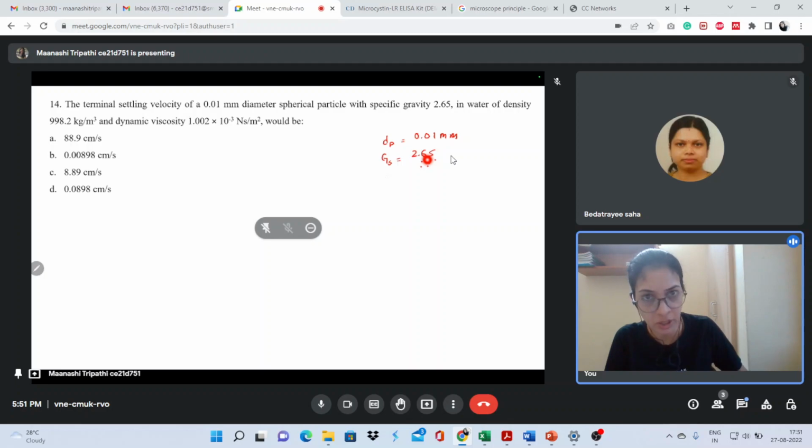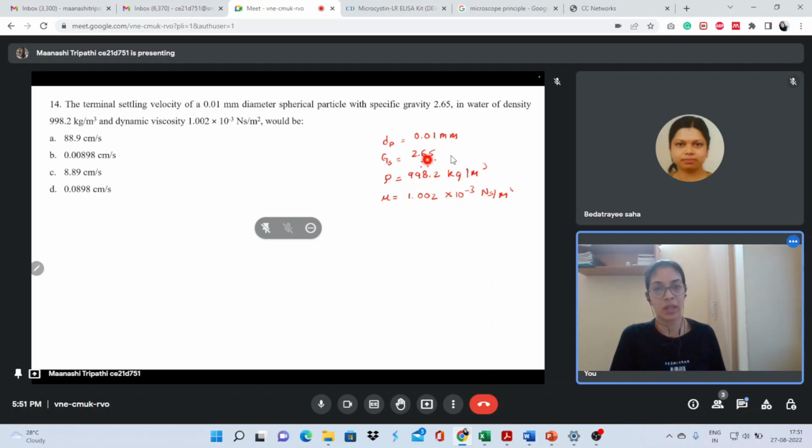Density of water is 998.2 kg per meter cube. Kinematic viscosity is 1.002 into 10 raised to power minus 3 Newton second per meter square.